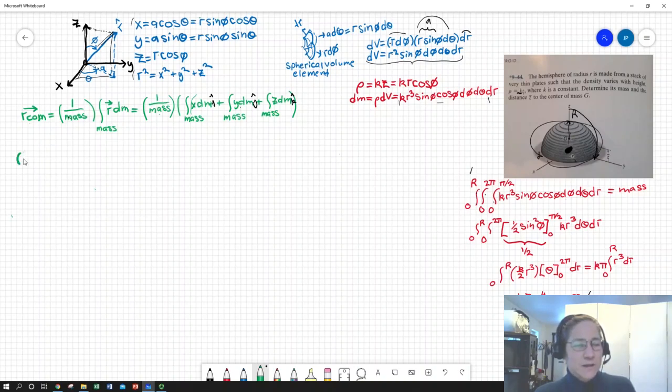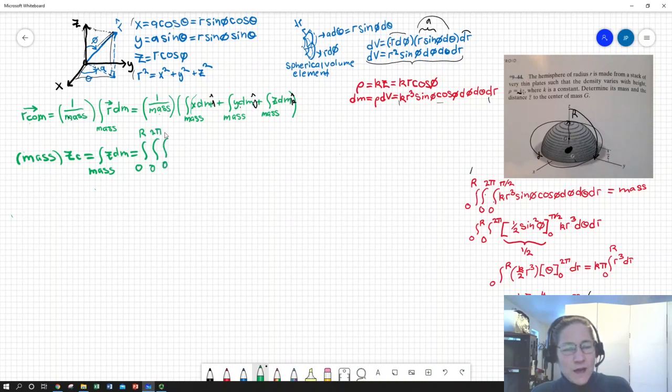So I'm going to express this, make it a little simpler. If I multiply the mass times z center of mass, that should equal the integral over the whole mass of z dm, which should equal, I'm going to just go ahead and put in all the expressions. Our limits of integration here for our r, theta, and phi, because we're going to end up with those at the end of the integral.